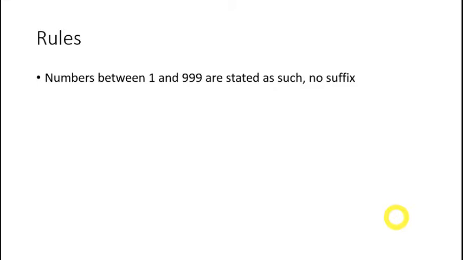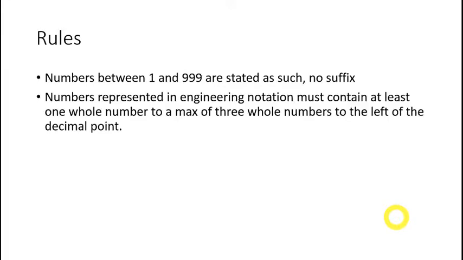This is used quite commonly in the electrical field, and that's why we're studying it. So we have some rules that we need to follow for converting a decimal to an engineering notated number. First is numbers that are between 1 and 999 are left alone. They're stated as such. There's no suffix on those. But numbers that are represented in engineering notation must contain at least one whole number to a maximum of 3 whole numbers to the left of the decimal point.